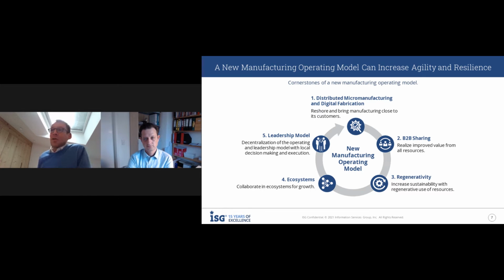So what are the cornerstones of a new manufacturing operating model, in the sense of how you could increase agility and resilience? It's basically 5 factors. We really believe in the topic of distributed micro-manufacturing and digital fabrication. This is the idea to bring manufacturing close to the location where the service and the product are consumed. B2B sharing is something we have already seen a little bit before, but it will probably now really take off.